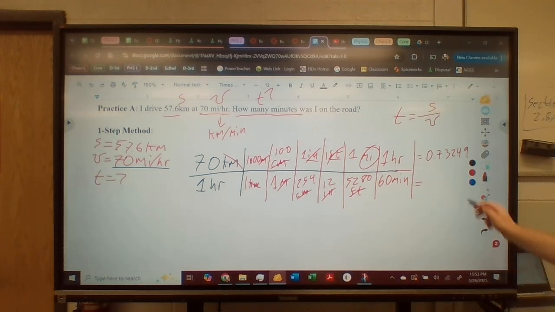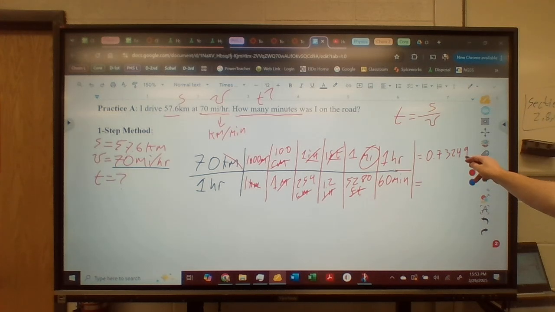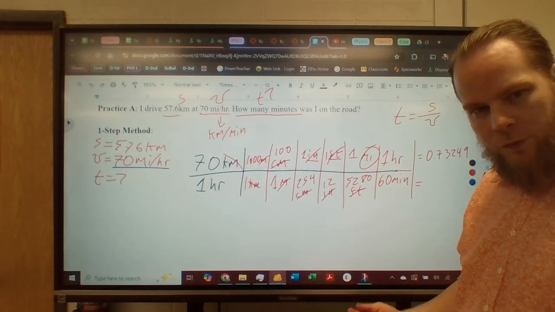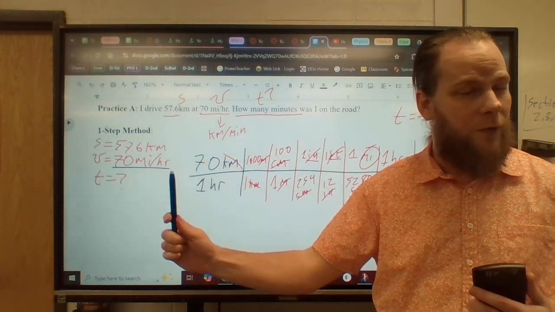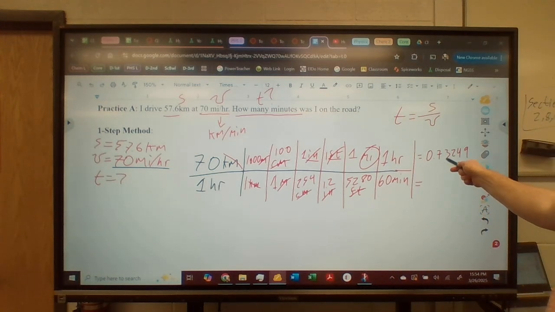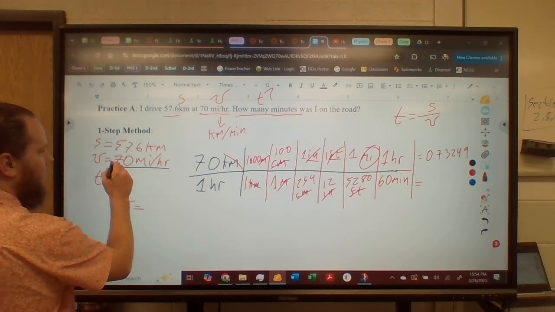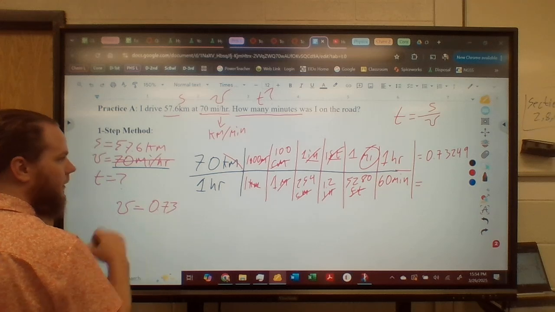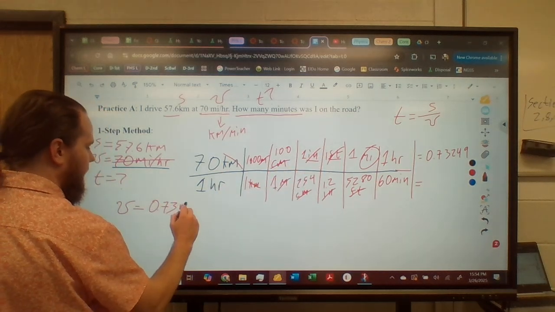All right, so you plug that into your calculator, and it all comes out to be 0.73249. So the question now becomes, how many digits? Sig figs. Well, the only number that matters there is this one, the 70. 70 is 2, so this needs to be rounded to 2, so 0.73. So V is now no longer this. It is 0.73 miles per minute.